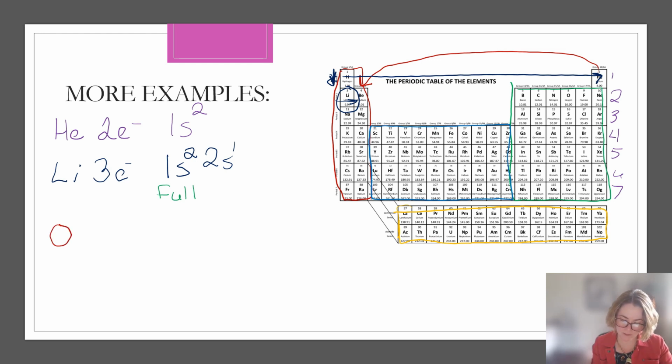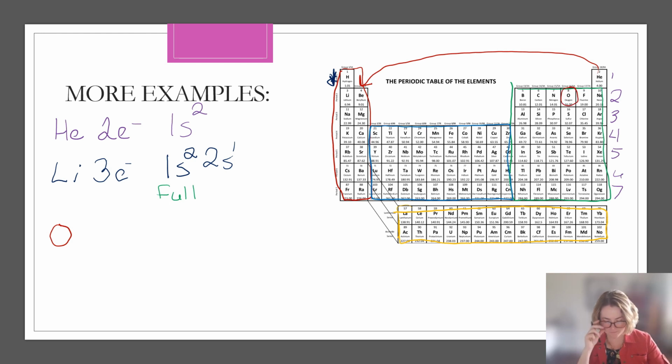Let's get rid of these arrows here so we don't have too much of a mess. Okay, so oxygen is right here, and oxygen is element number 8. So I know that I have 8 electrons in oxygen.